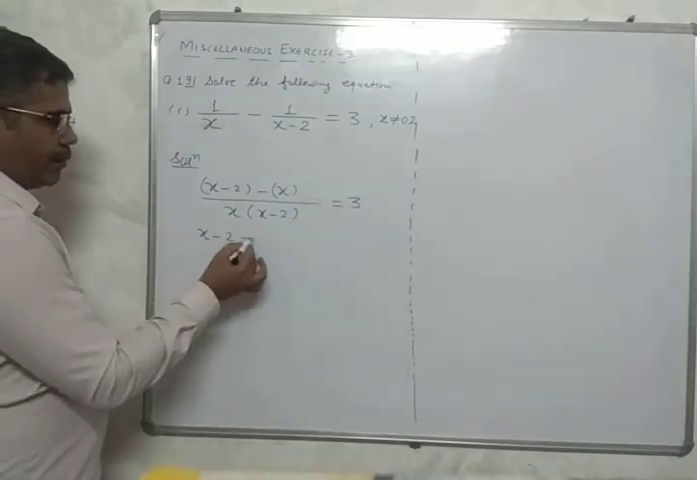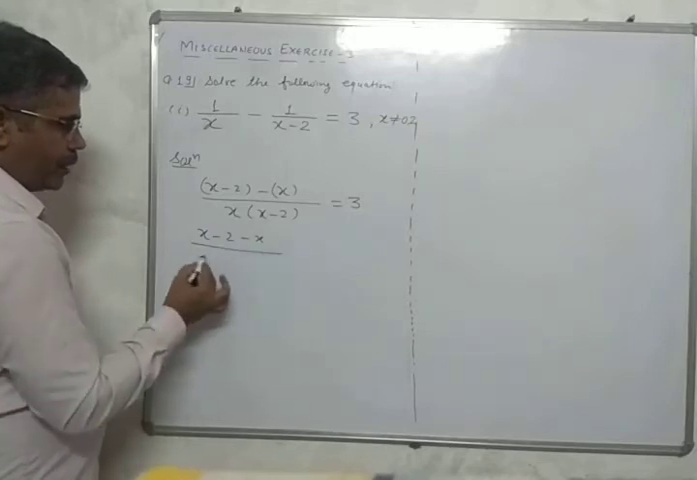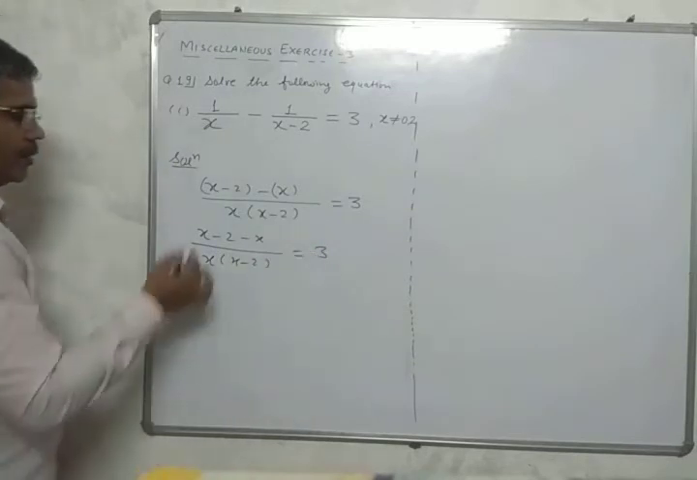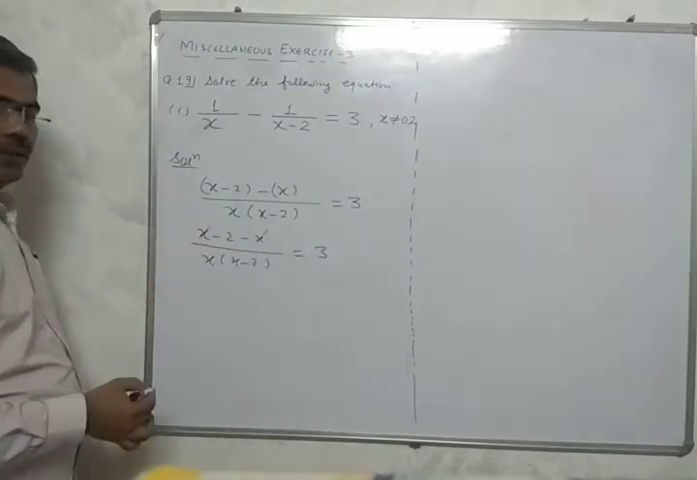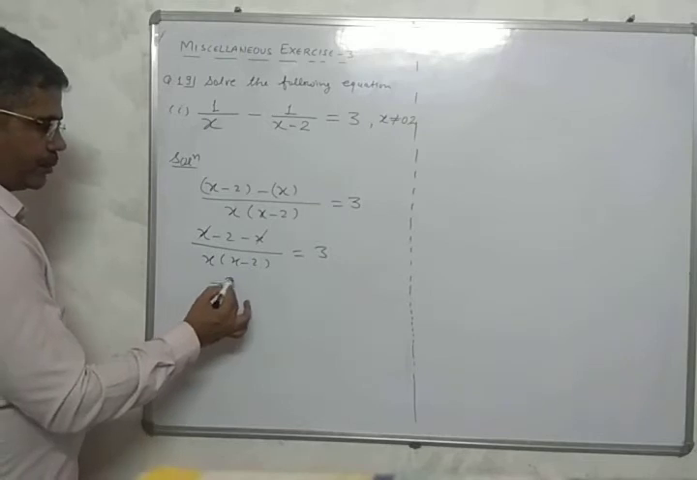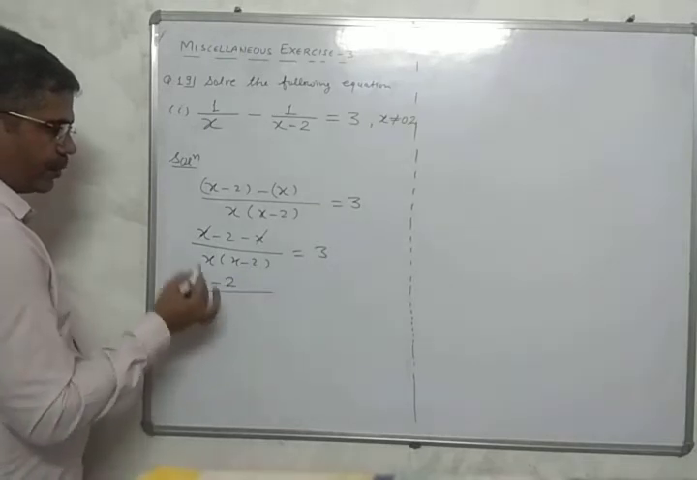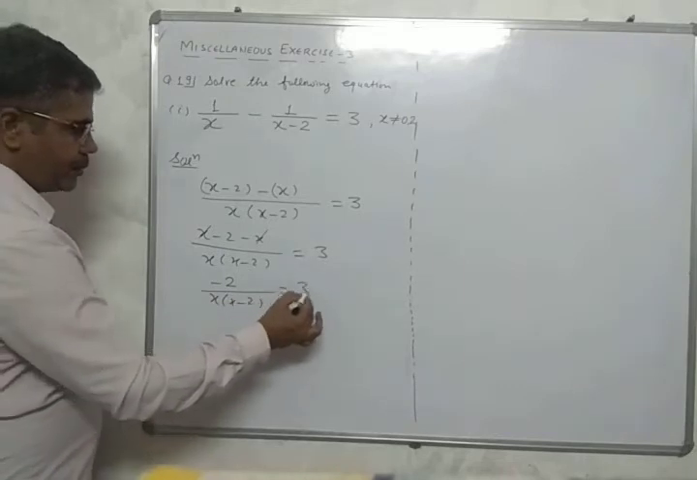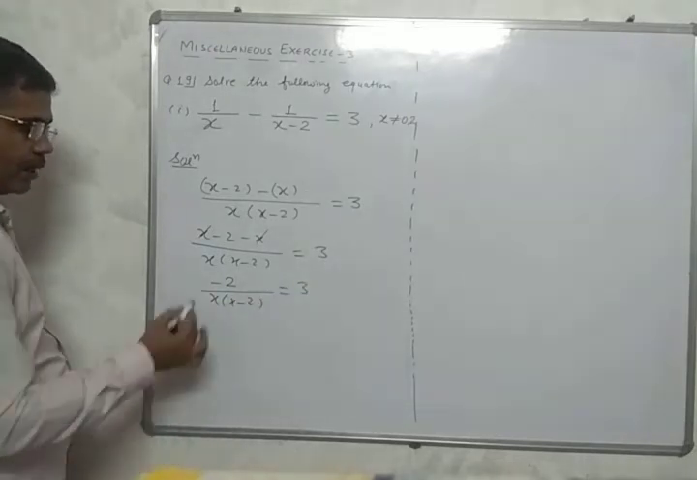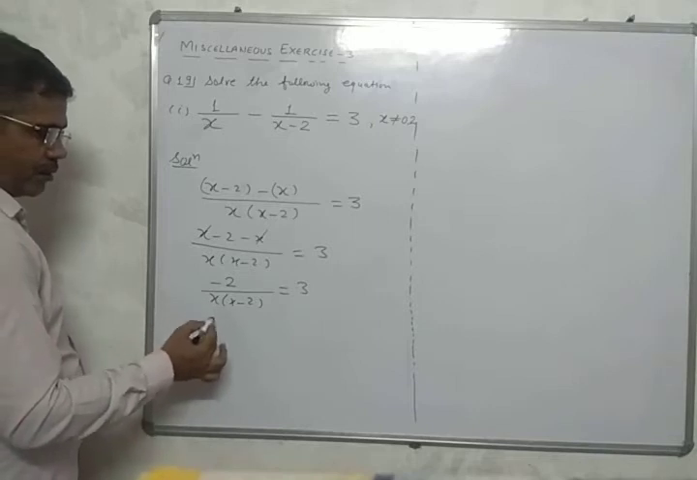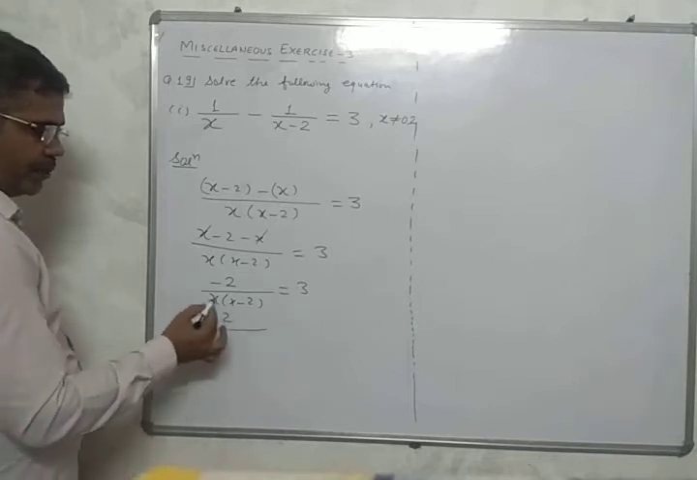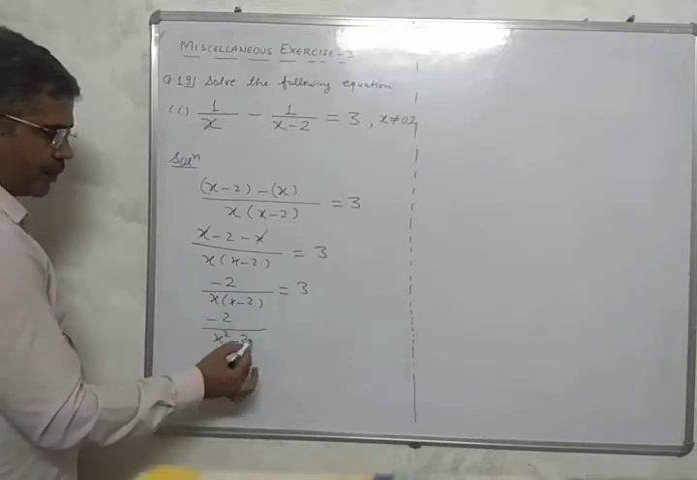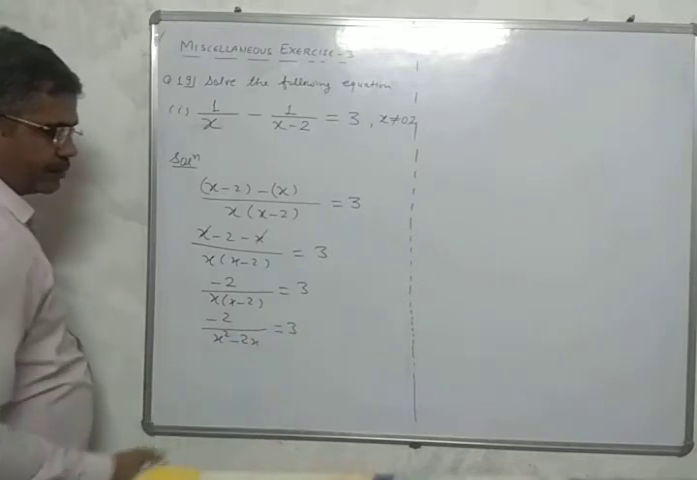x minus 2 minus x upon x minus 2 equals to 3. Plus x minus x cancel out. Minus 2 upon x into x minus 2 equals to 3. Minus 2 as it is, if we multiply x into x minus 2, we get x square minus 2x equals to 3.